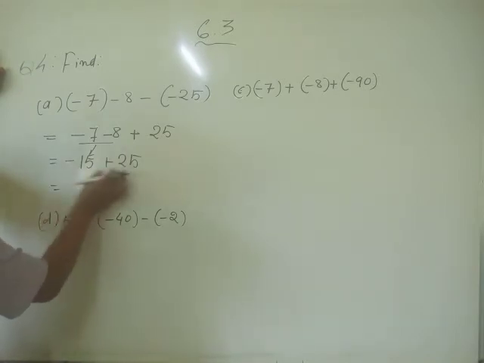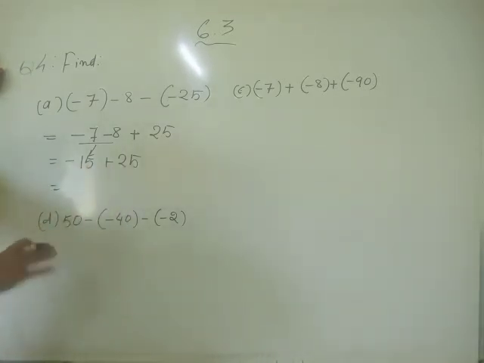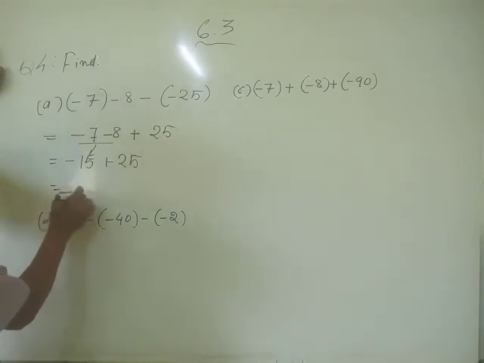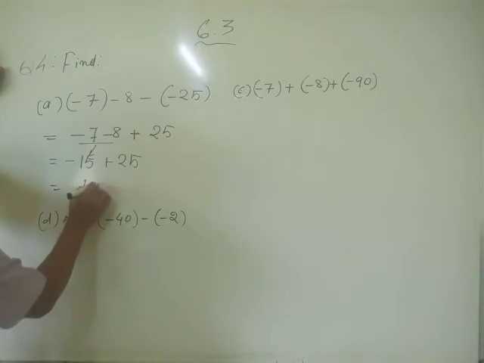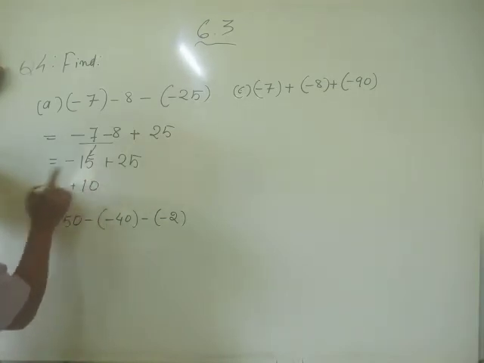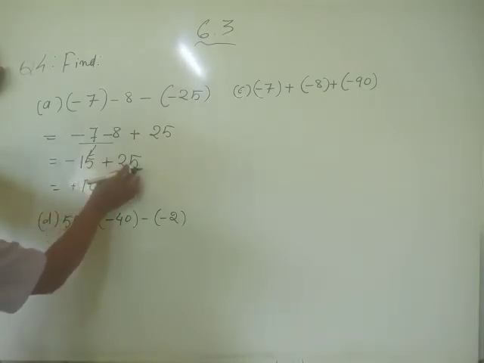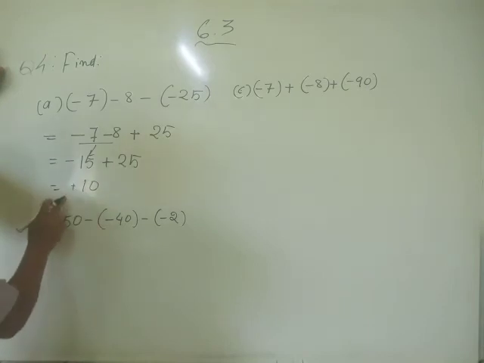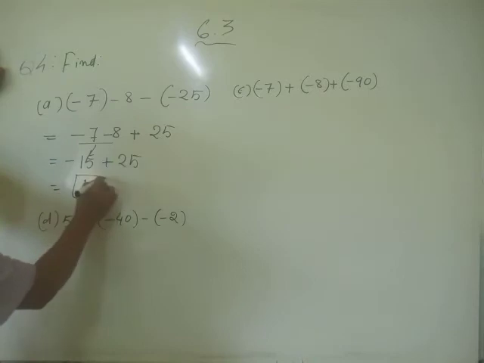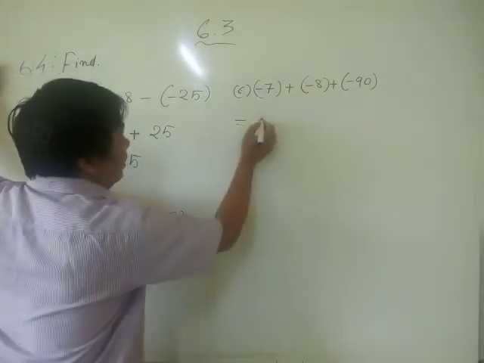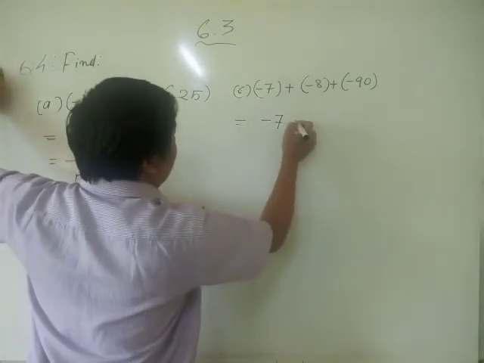Then minus 15 plus 25, we have to subtract. If you subtract, then how much do we get here? Yeah, we get only 10. So 10 will be plus, because 25 is larger. Plus is not necessary to write. The answer is 10. Okay, clear? Next, minus 7.